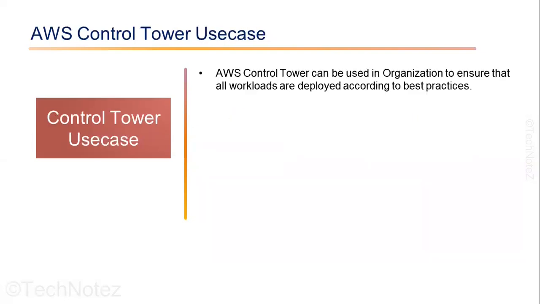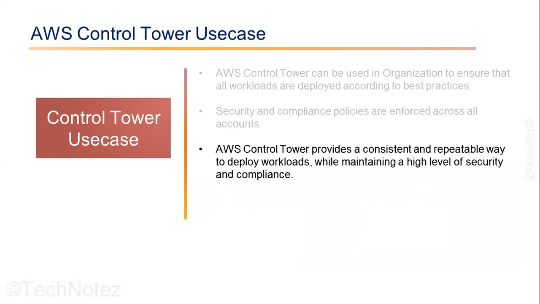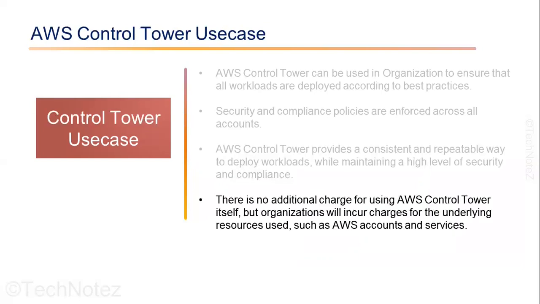AWS Control Tower can be used in an organization to ensure that all workloads are deployed according to best practices. It can be used to ensure that security and compliance policies are enforced across all accounts. AWS Control Tower provides a consistent and repeatable way to deploy the workloads while maintaining a high level of security and compliance. There is no additional charge for using AWS Control Tower itself, but organizations will incur charges for the underlying resources used, such as AWS accounts and services.